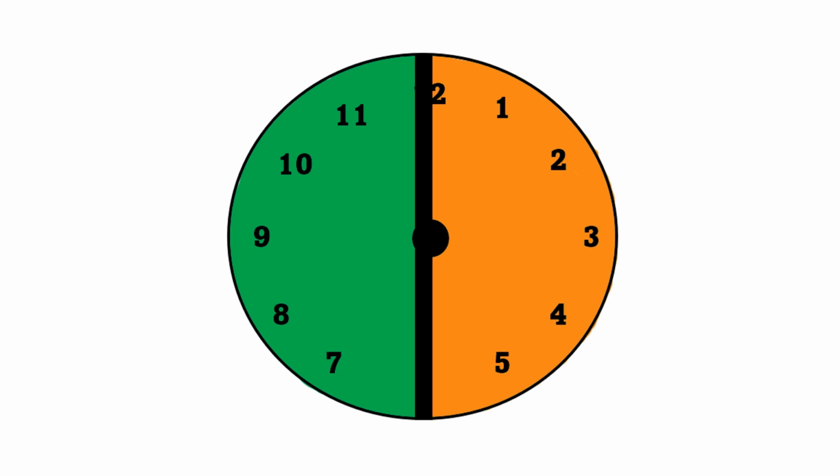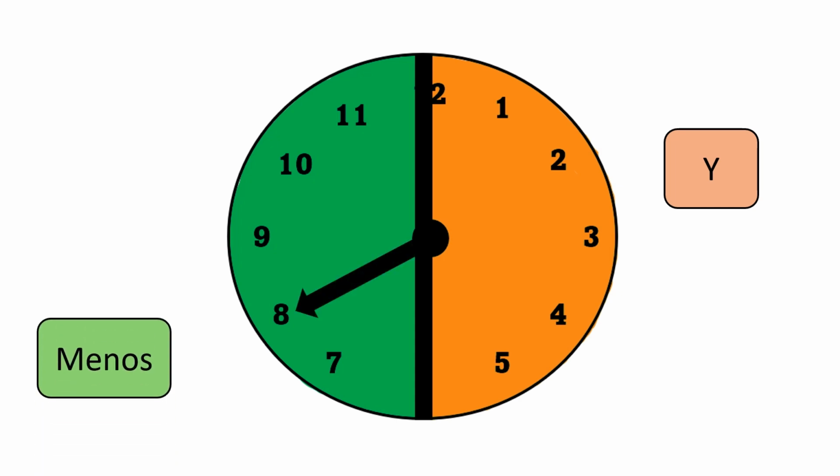Now for the final section, we will learn how to pronounce minutes past an hour and minutes to an hour. Before we look at specific times, I wanted to show a visual picture to show when we would use y and menos. When the minutes hand is pointing to a number on the right of a clock, we say y. And when the minutes hand is pointing to a number on the left side of the clock, we say menos.